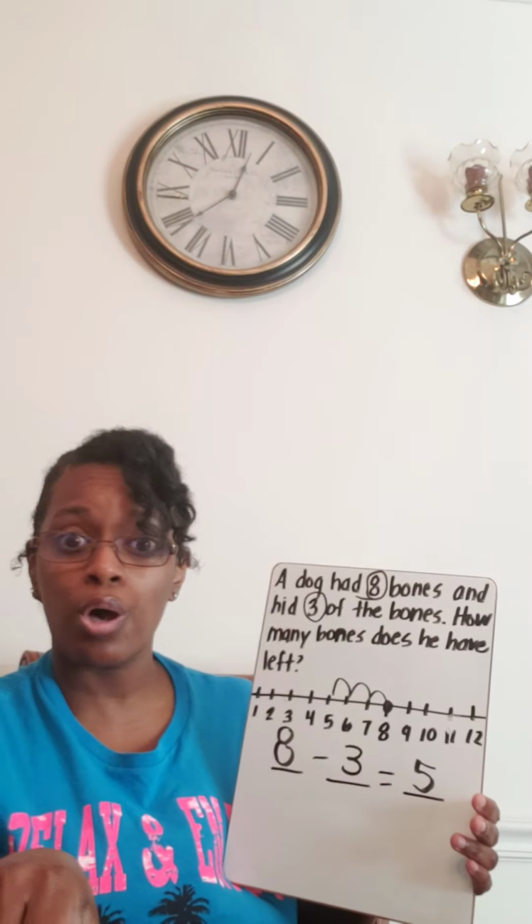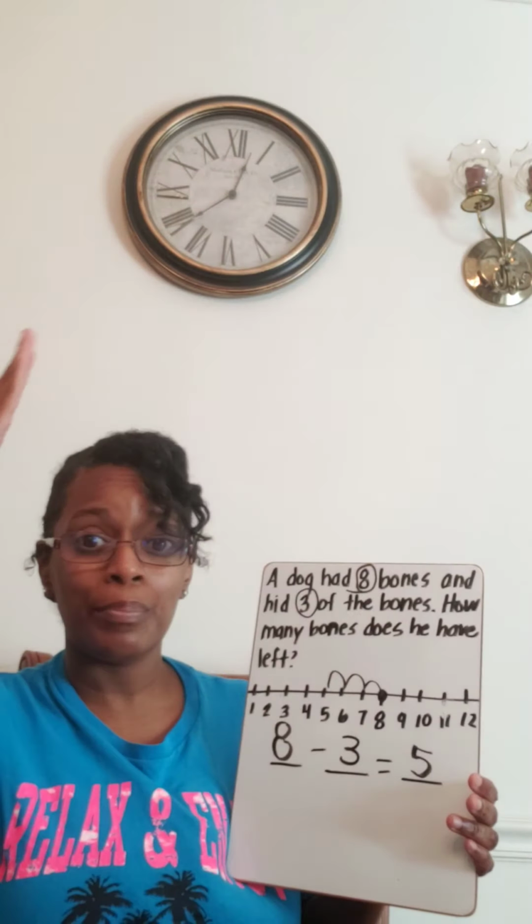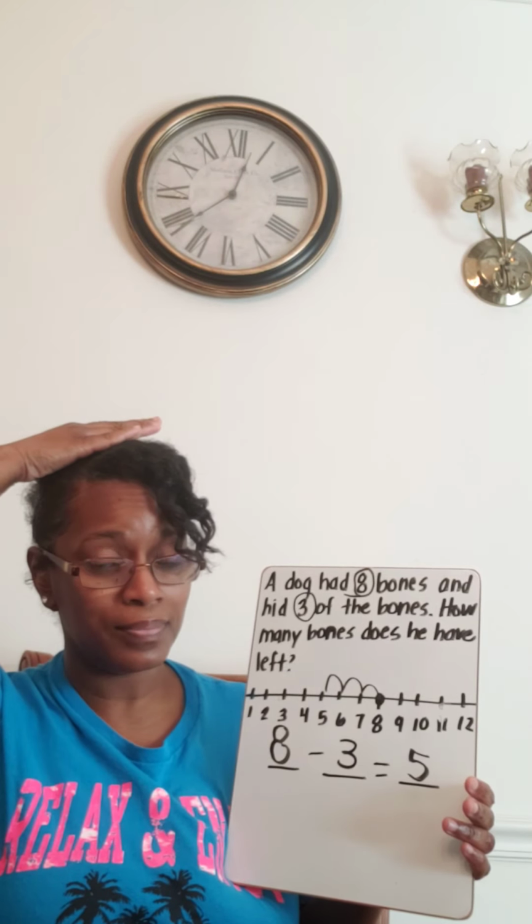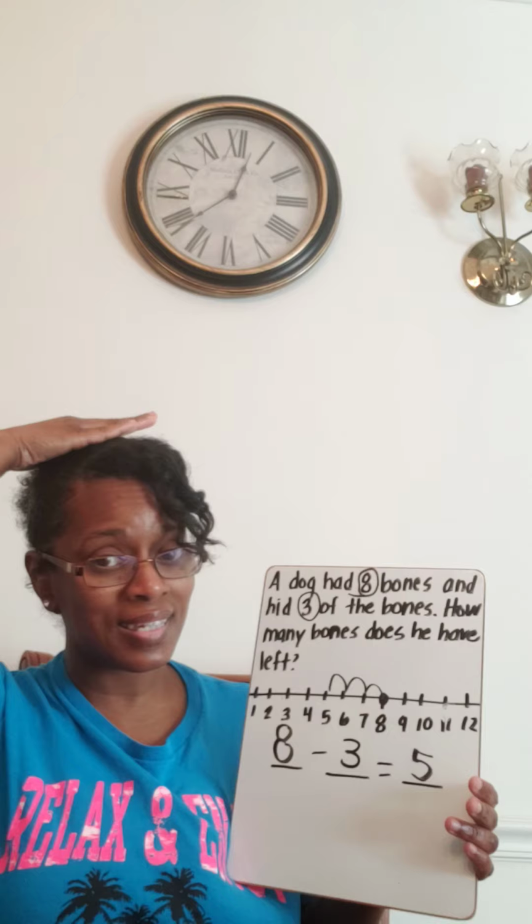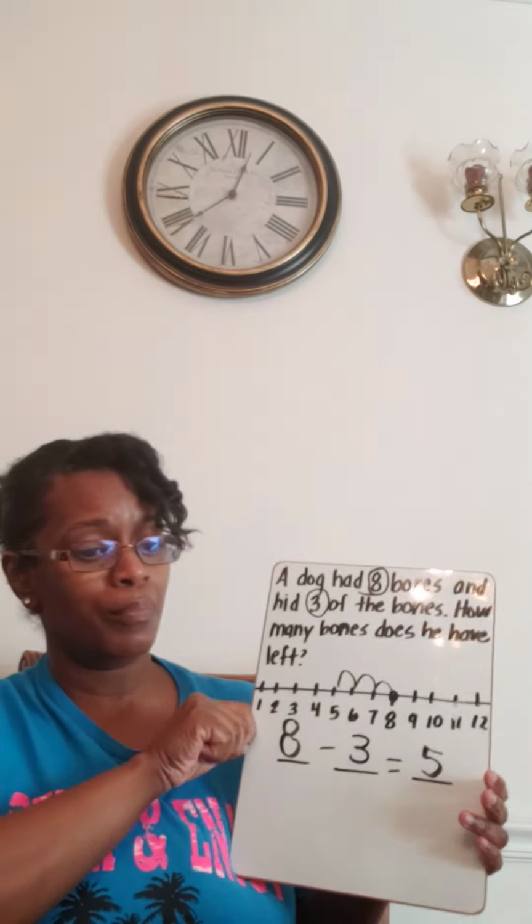We can also start with 8, put 8 in our head, okay? So you're going to put that 8 in your head because that's the biggest number. And then we're going to count back. So 8 is in our head. Hold those 3 fingers up because that's what was in our story. 8, and we're going to count back. 8, 7, 6, 5. So we got the same answer.